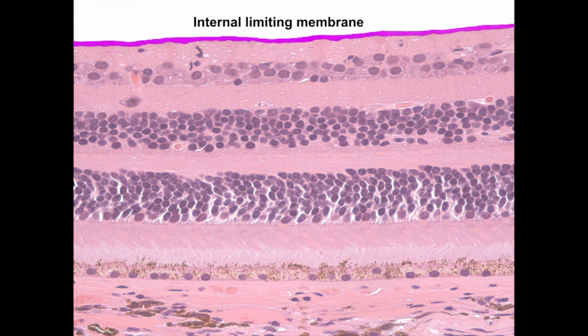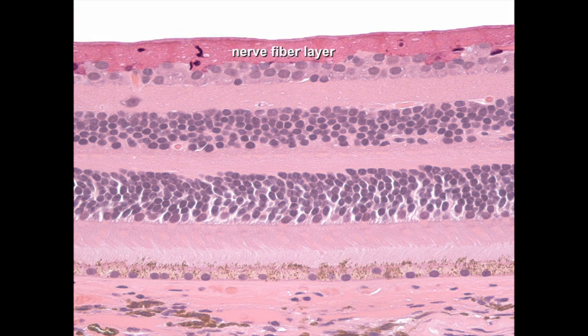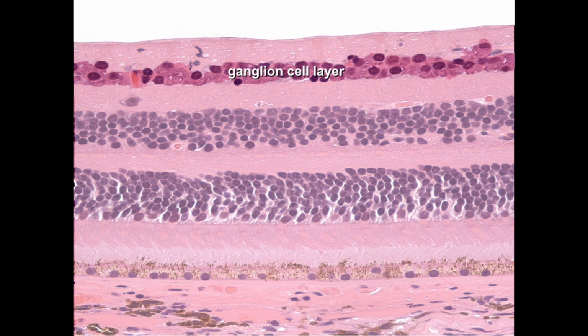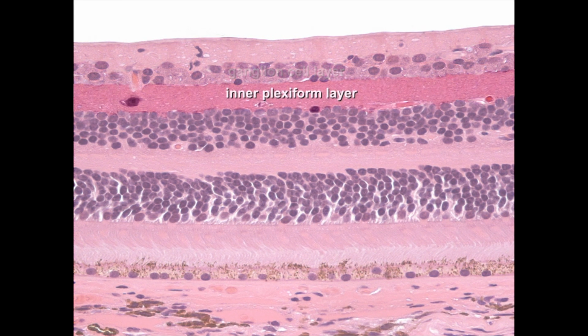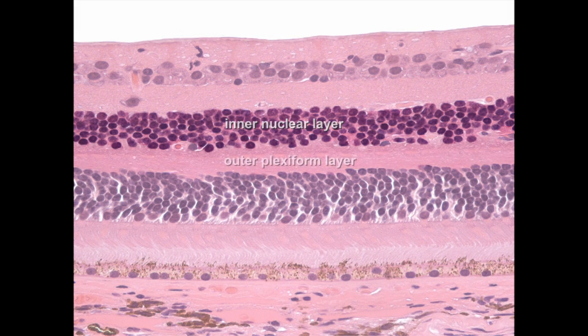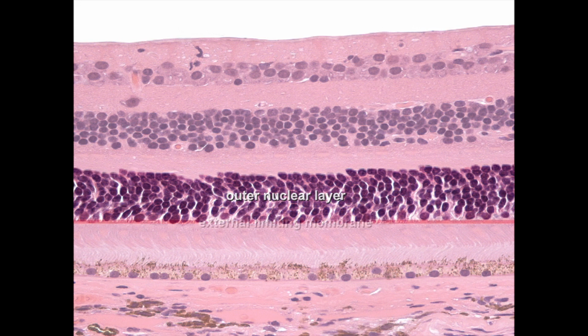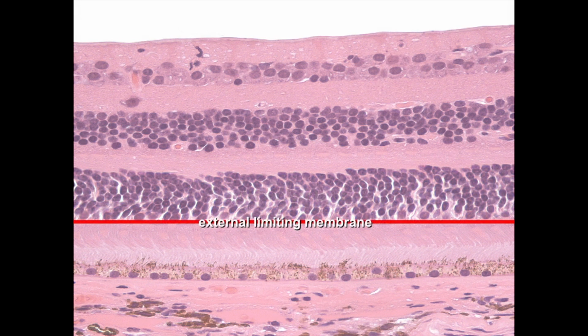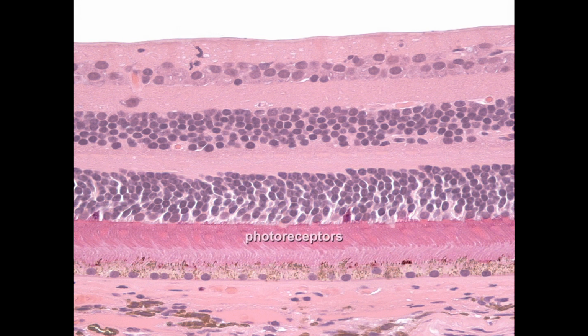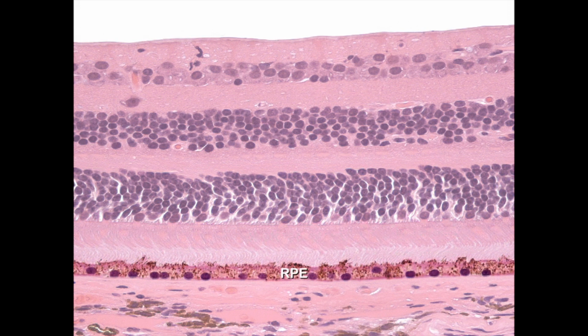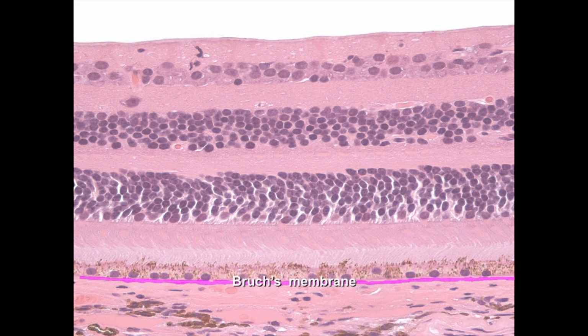To summarize, the layers of the retina are the internal limiting membrane, the nerve fiber layer, the ganglion cell layer, the inner plexiform layer, the inner nuclear layer, the outer plexiform layer, the outer nuclear layer, the external limiting membrane, the photoreceptors, and the retinal pigment epithelium. The RPE rests on Bruch's membrane on the inner surface of the choroid.